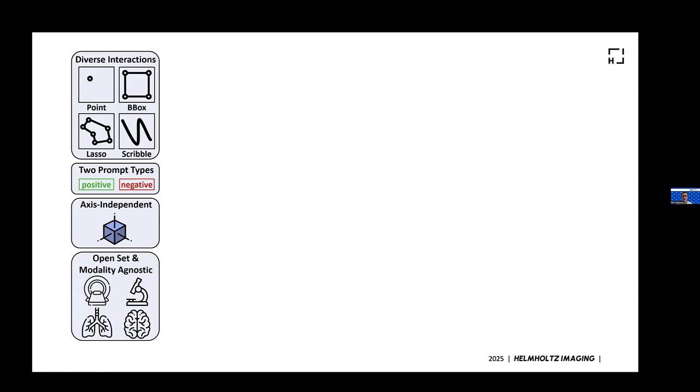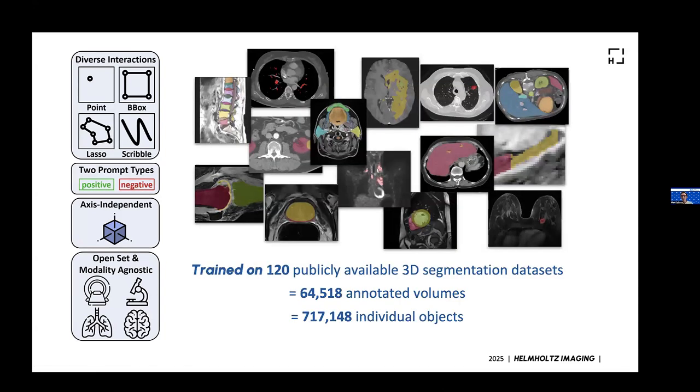So the model is actually trained on a very, very large data set of a conglomerate of 120 publicly available 3D segmentation data sets. So a huge scale we reached here. And this amounts to like 700,000-ish individual objects. And this covers CT, MR, PET, and also various targets, of course.